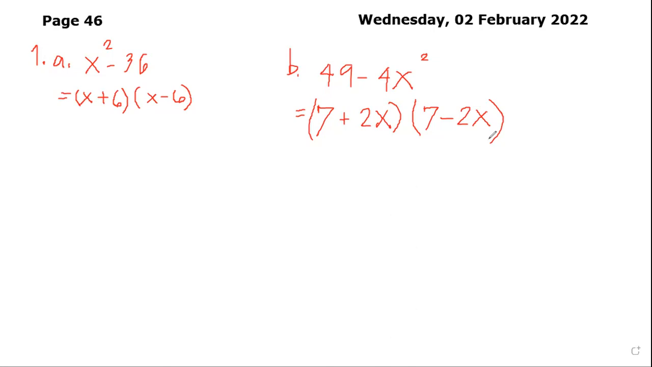Letter C. All right, letter C, 4x squared minus 100. All right. So you have here 2x.